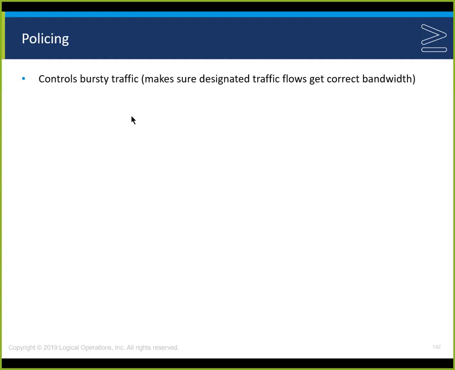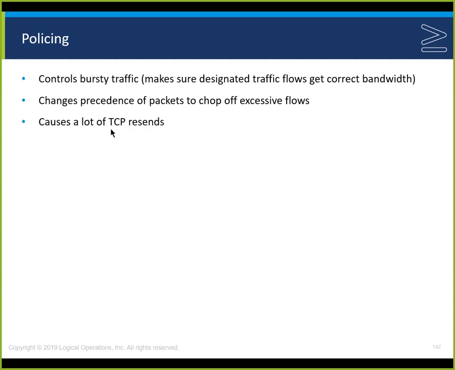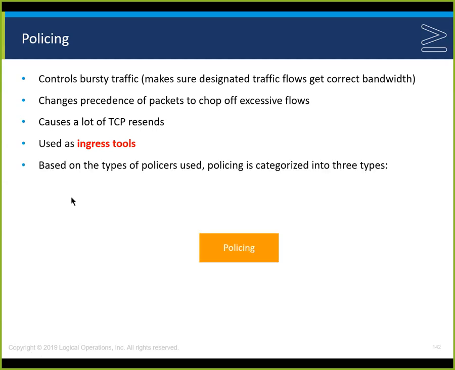A couple of terms here, we're going to have policing and shaping. Policing controls bursty traffic, to make sure that the designated traffic flows get the correct bandwidth. Policing simply drops the traffic if it doesn't comply, or it can actually remark it to a different priority. It changes the precedence of the packets to chop off excessive flows, causes a lot of TCP resends, and is used as an ingress tool going into the interface, based on the types of policers that are used.